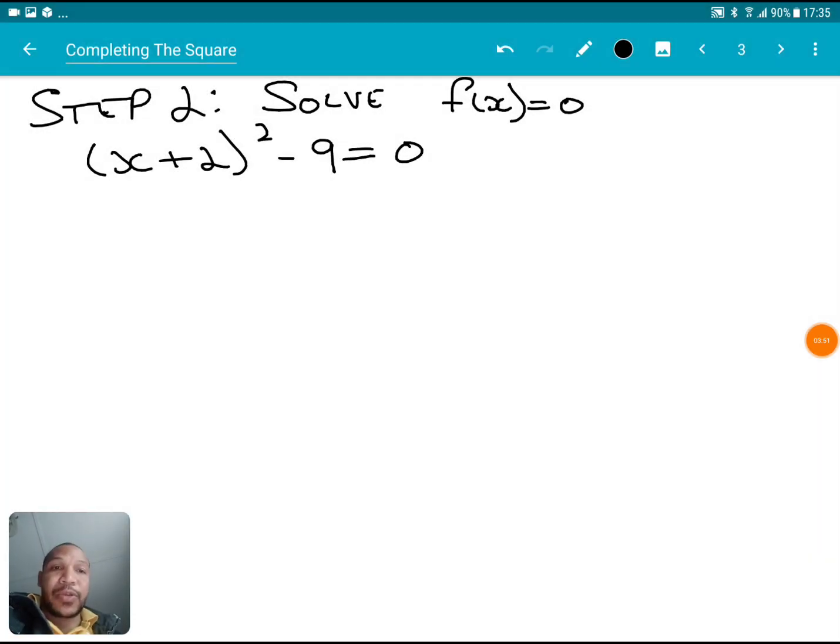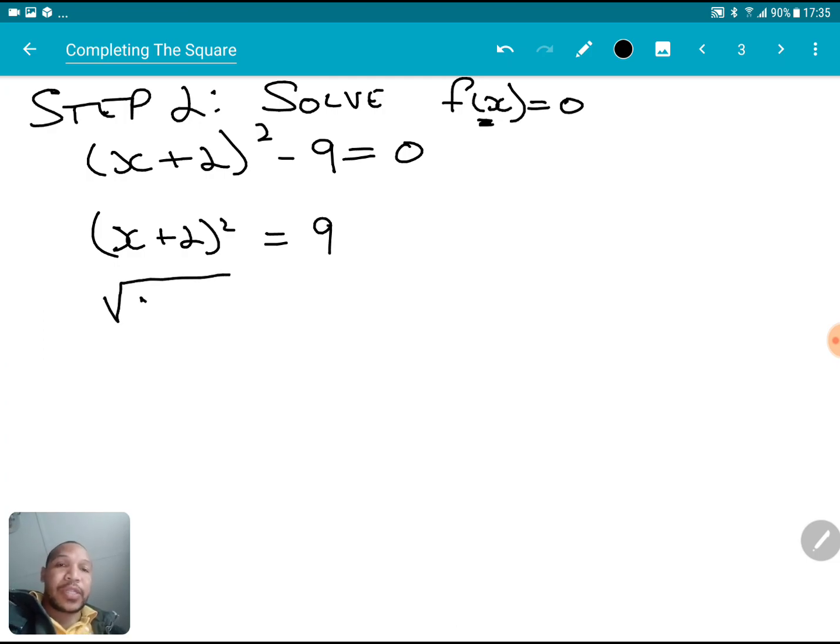And now the last thing we do is we simply solve for x. We solve for x by putting f of x equal to 0. I've already done that, and I simply solve. So I have x plus 2 squared equal to 9. I took that 9 over, but now I want to get rid of this square here. So I take the square root of x plus 2 squared, equal to plus or minus. And this is very important that we write plus or minus here. I'll explain to you in a sec.